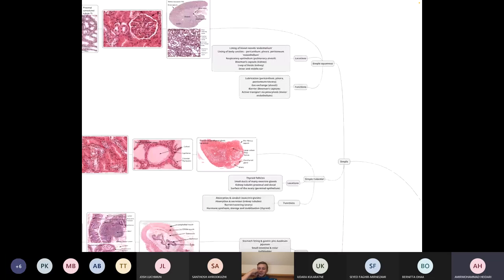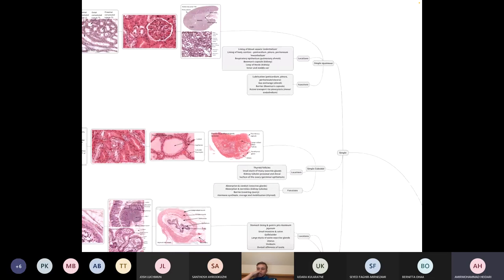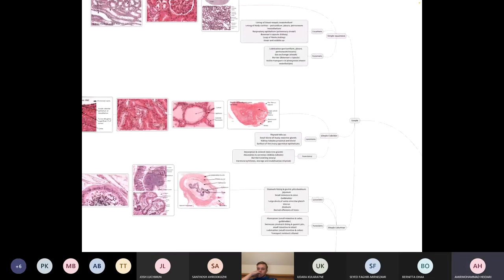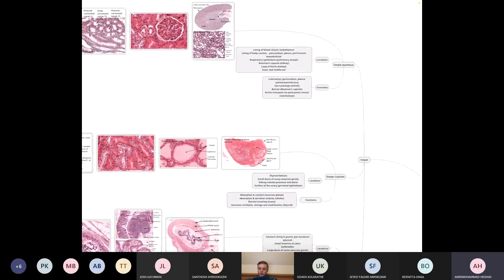Okay, so let's just begin with simple squamous epithelia.